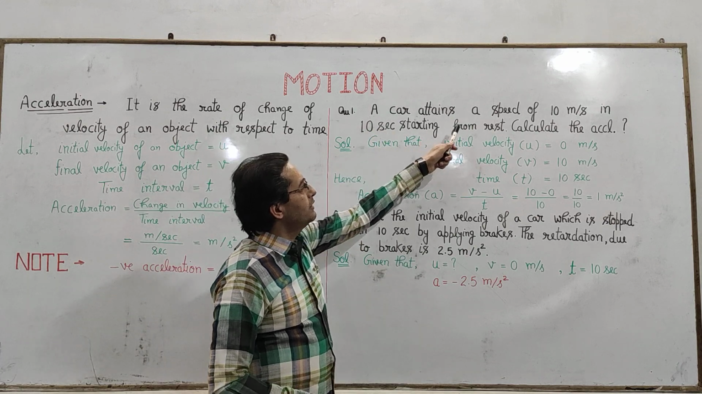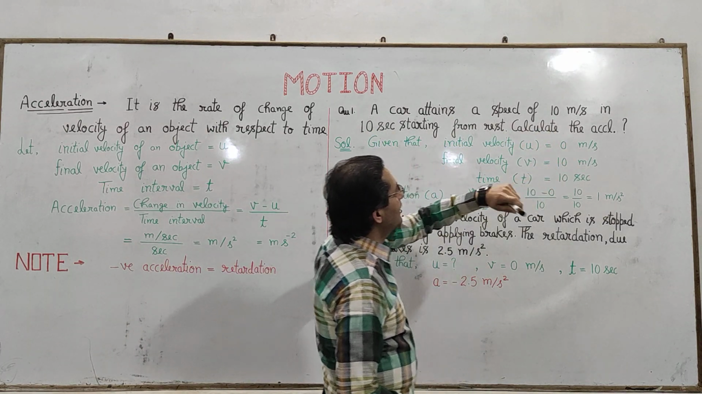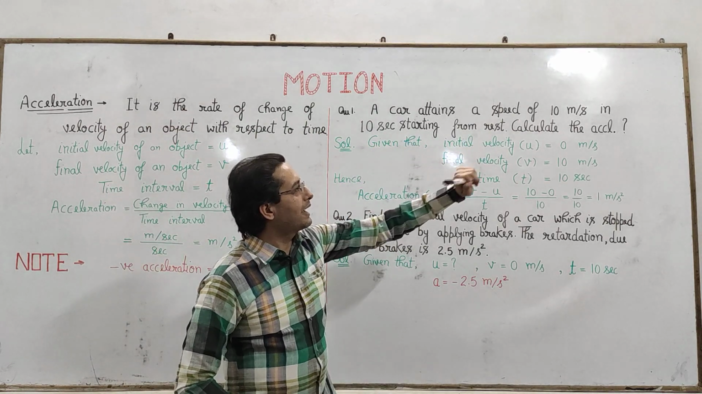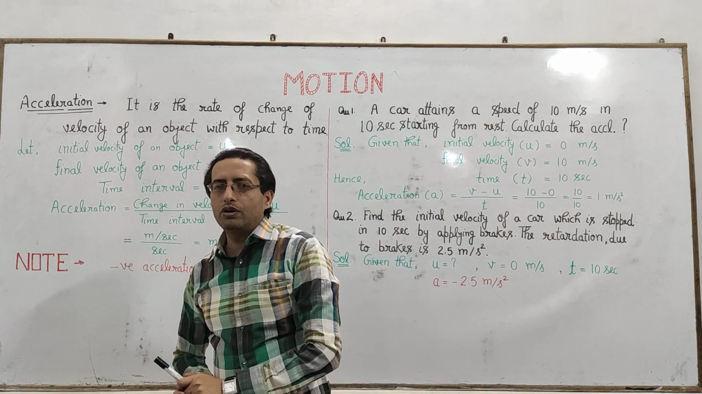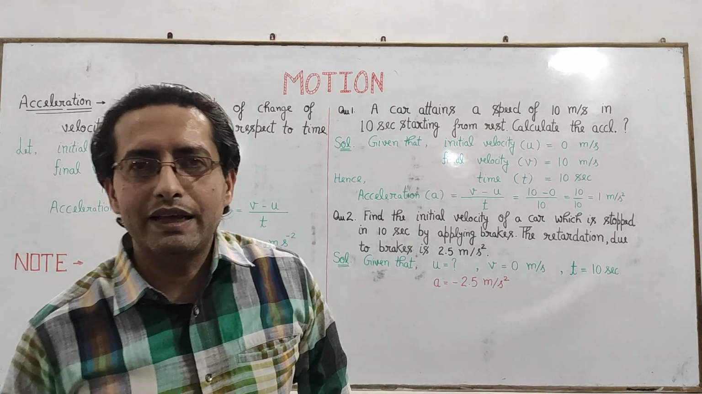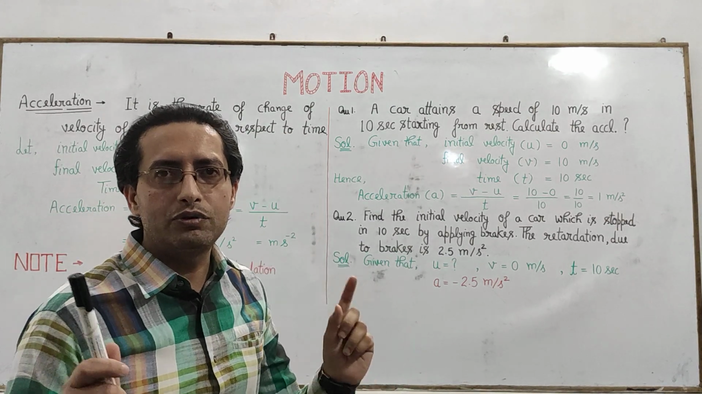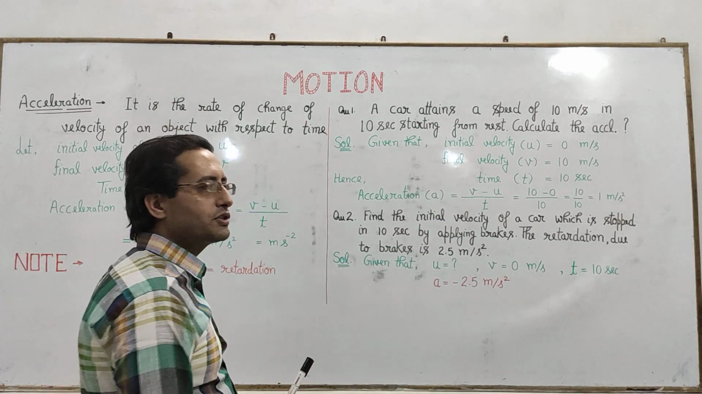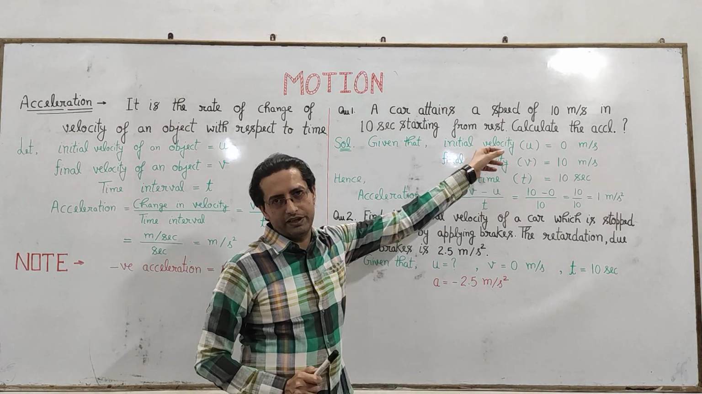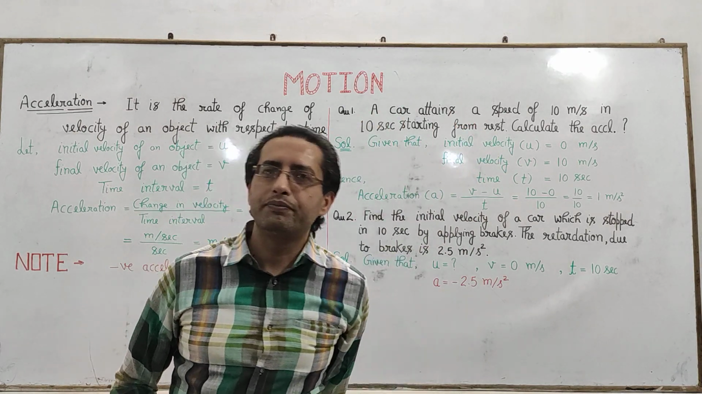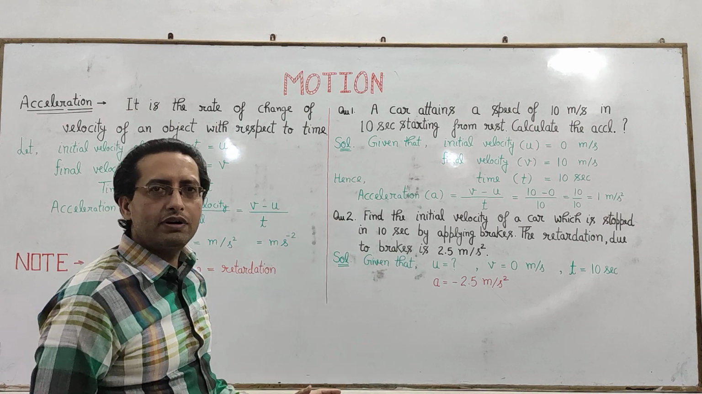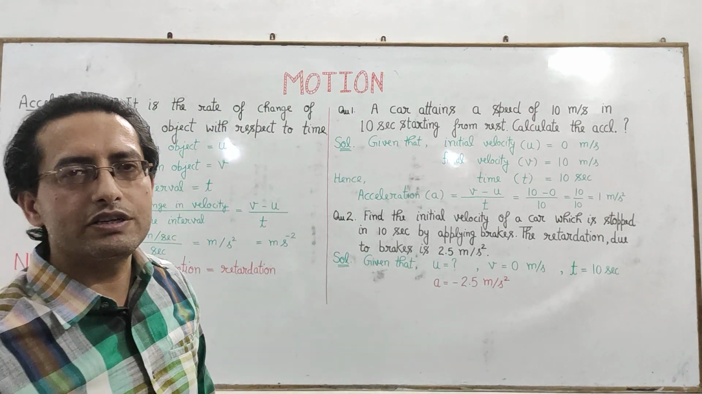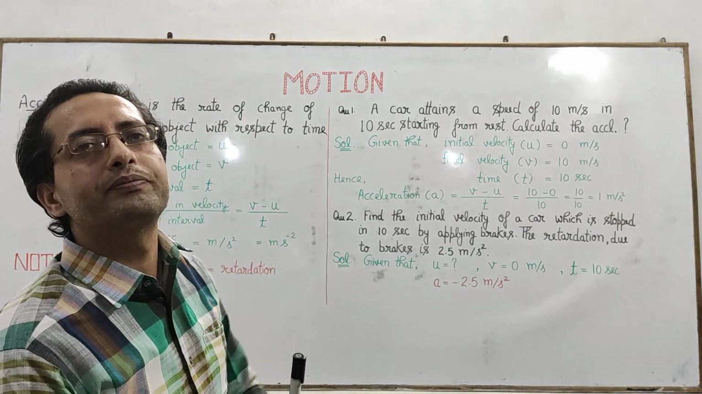Let us take an example here. A car attains a speed of 10 meter per second in 10 seconds starting from rest. Calculate the acceleration. Before starting the example, one thing we have to point out. Whenever any object starts from rest, the initial velocity is always 0, and whenever the object stops, the final velocity of the object will be 0.